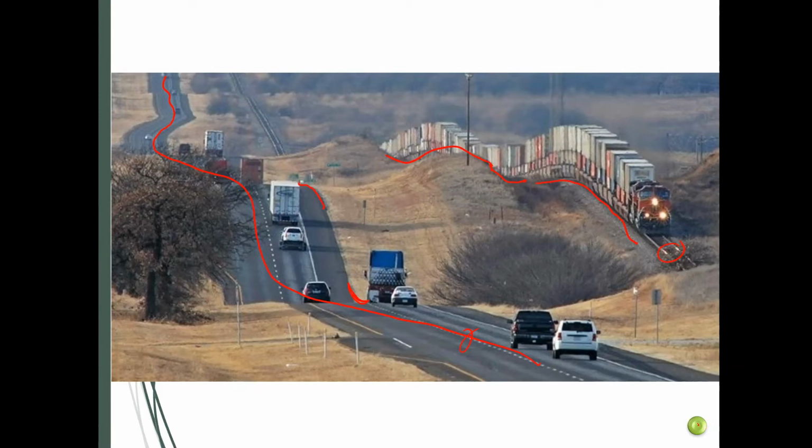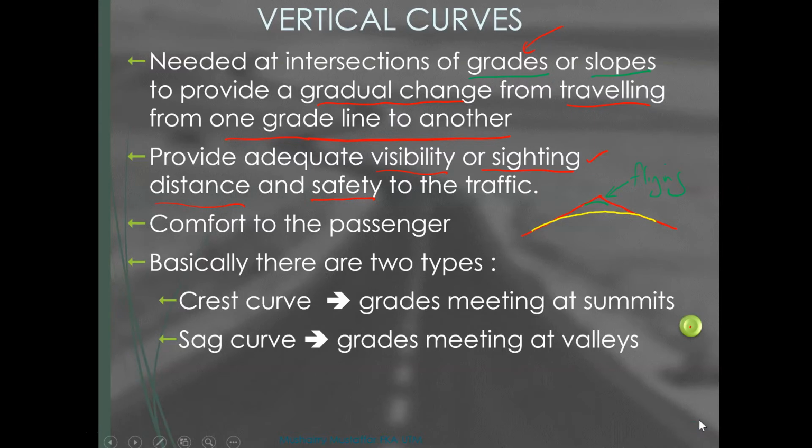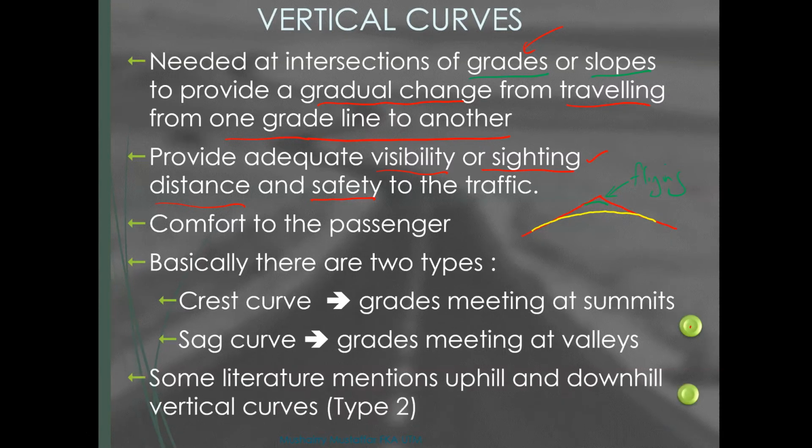All right, then apart from those two, some texts and references do mention what they call type 2 vertical curve, which simply says either the curve goes uphill or the vertical curve goes downhill.